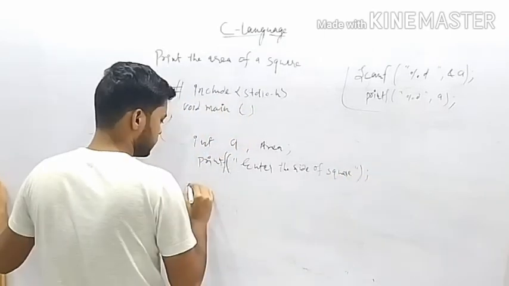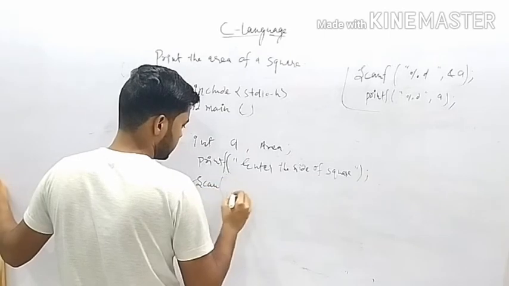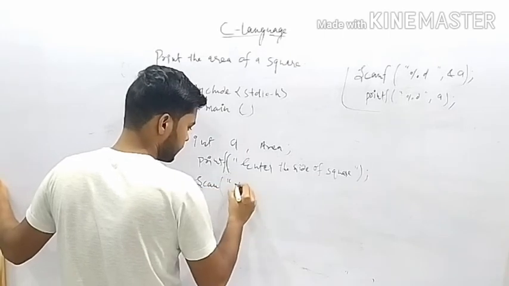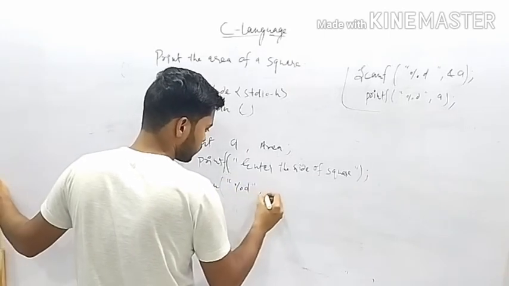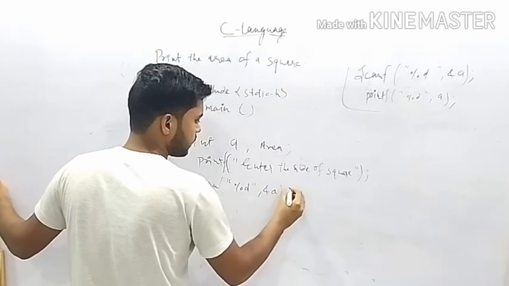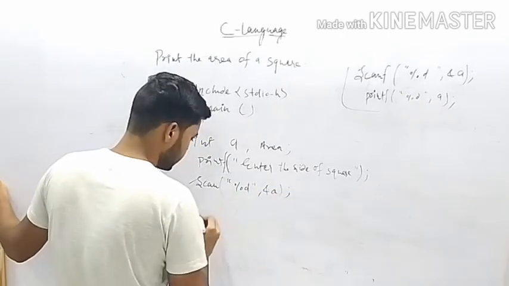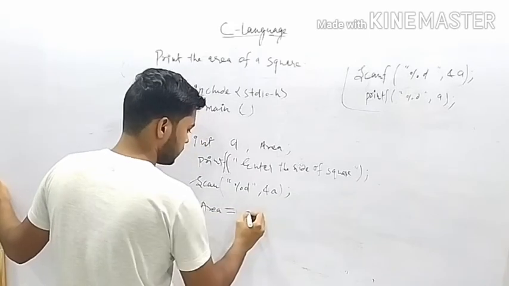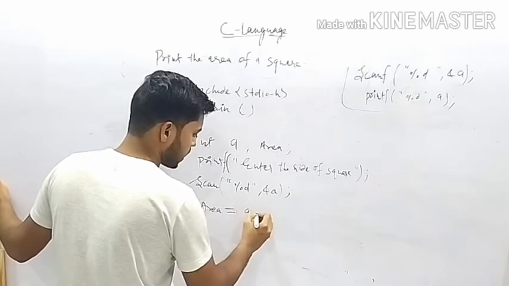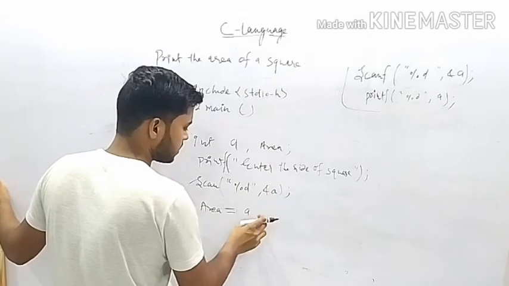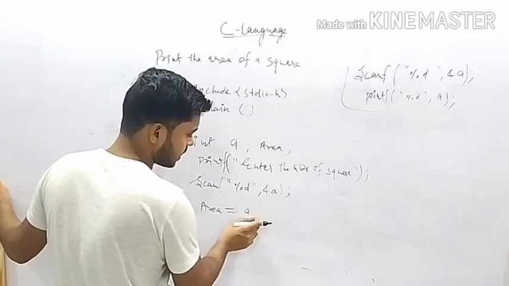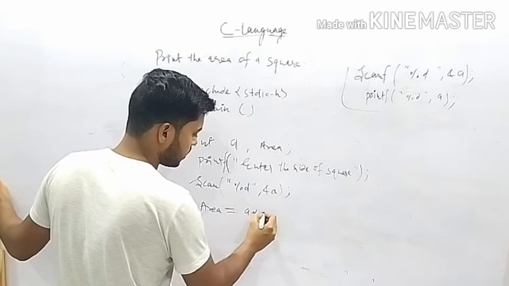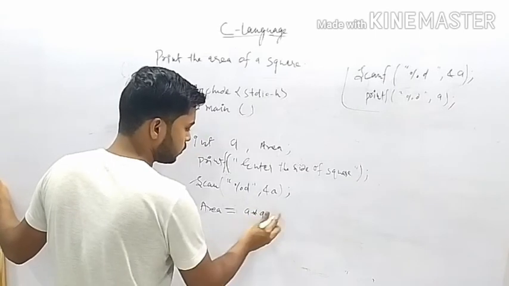Okay, then we will store the side of the square in variable a. Okay, now we will find our area. The area of a square is side squared. So side is a, so we will write a square. A square means a into a.